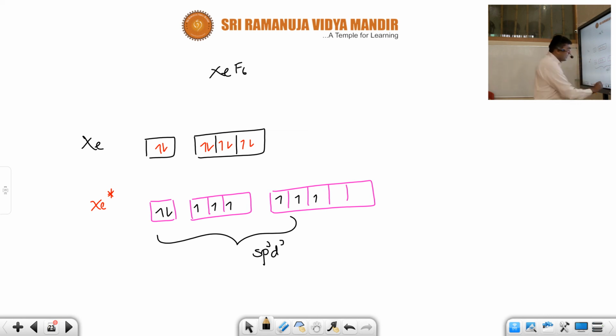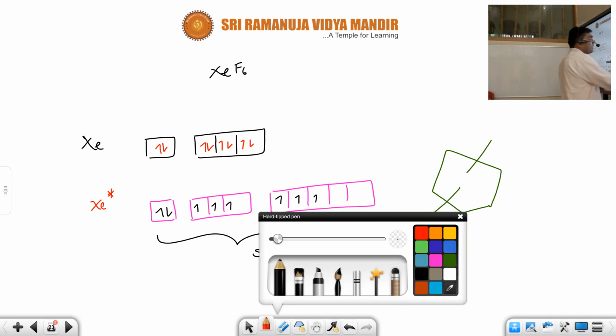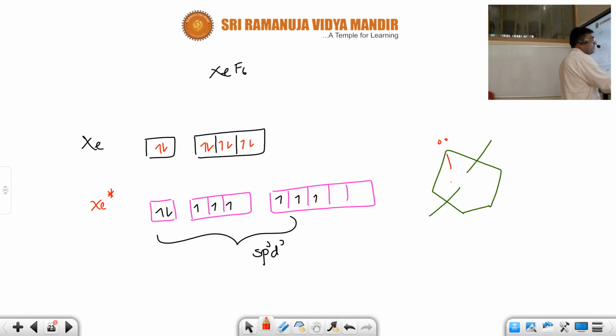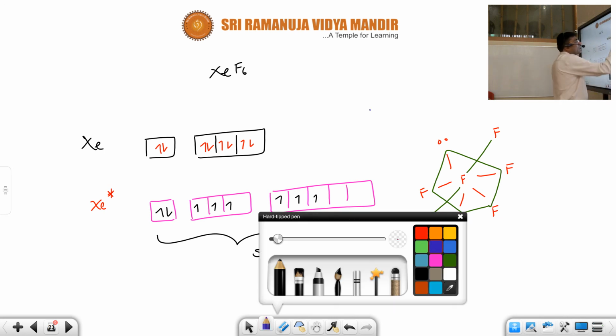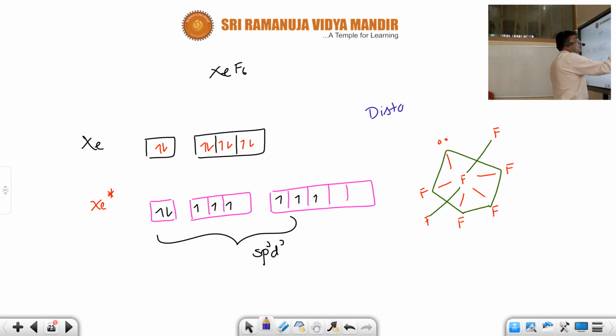But the problem is there is one lone pair. So sp3 d3 means what hybridization? It is nothing but pentagonal bipyramidal structure you have to write. Agreed? Now here we have one lone pair, and remaining all will be as follows. This is F, F, F, F. So pentagonal bipyramidal structure with one lone pair is called distorted octahedral. If you observe carefully, you get distorted octahedral. This is called distorted octahedral structure.